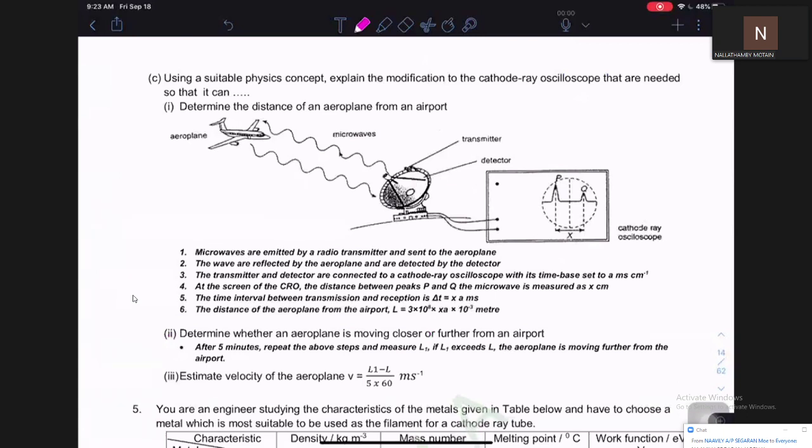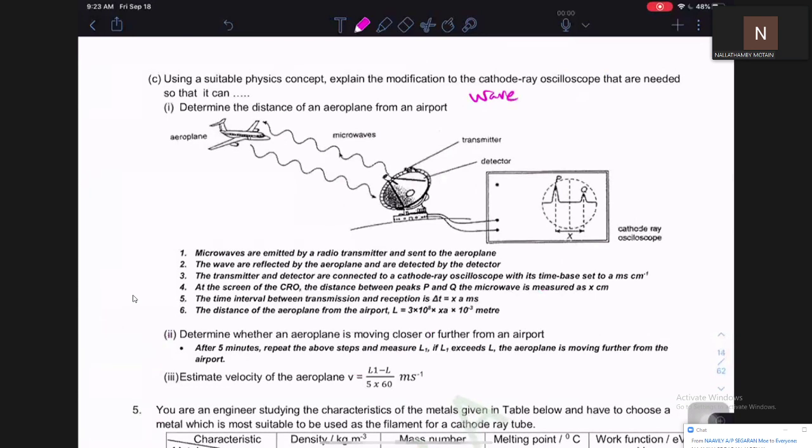Using the suitable concept, explain the modification to the cathode ray oscilloscope that is needed so that it can, number one, determine the distance of an aeroplane from an airport. So this one is related to the chapter waves and electronics.